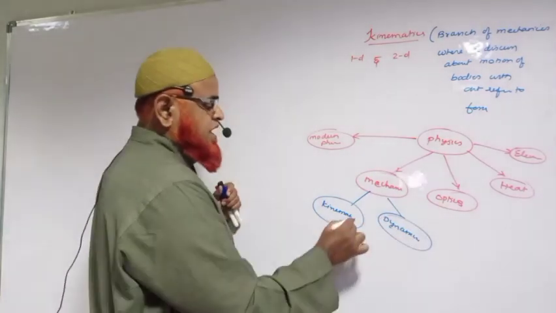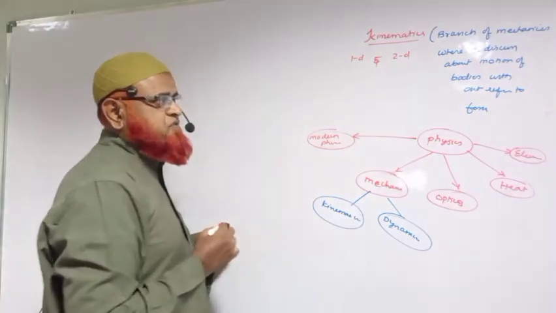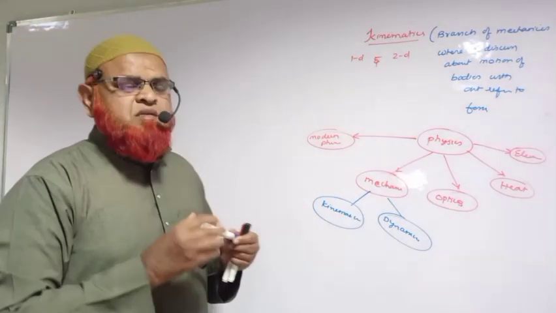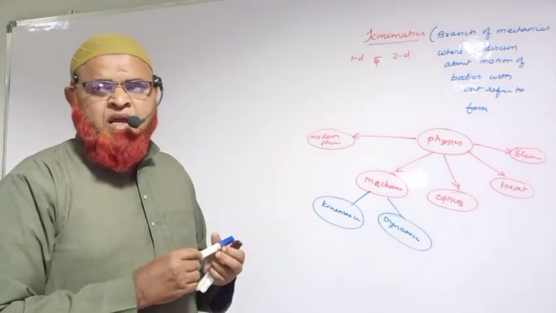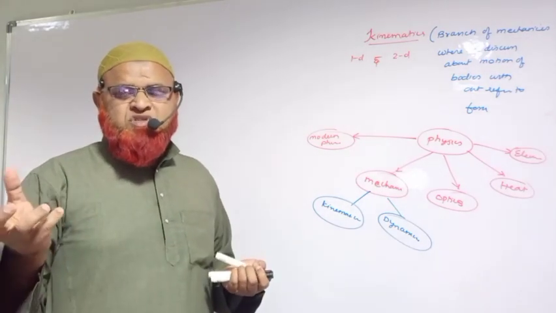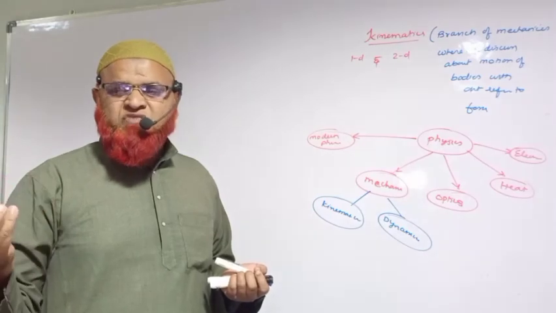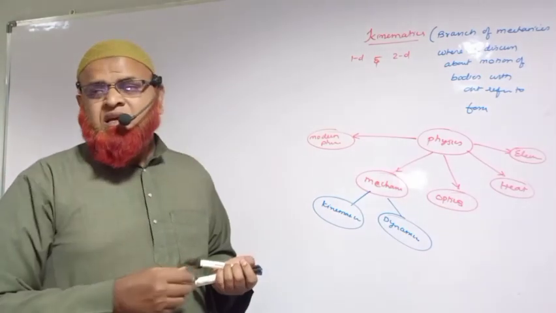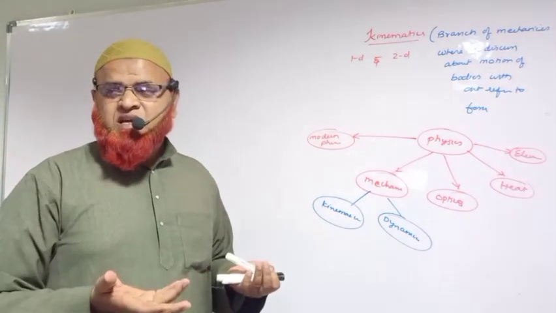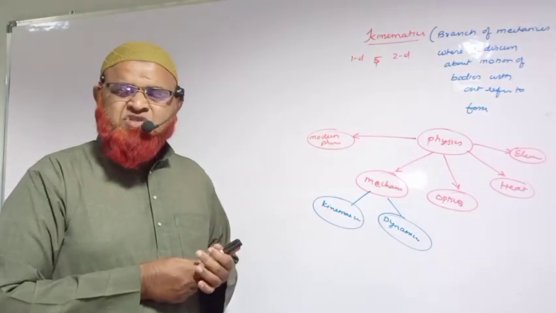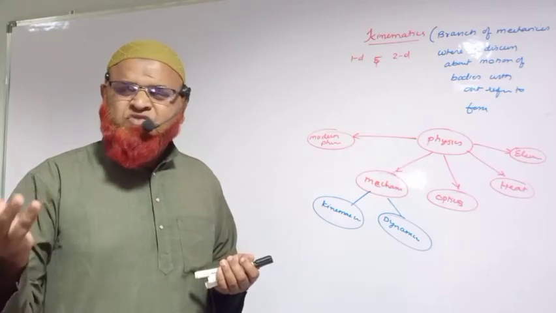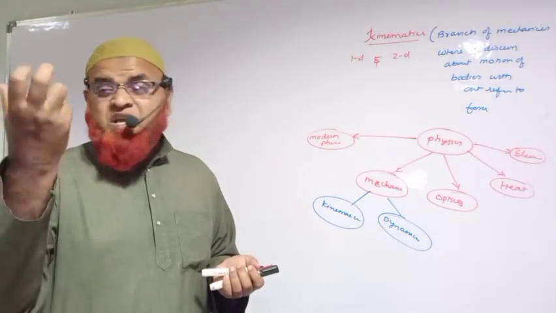Okay, so kinematics, as I said, is a branch of mechanics where we discuss the motion of bodies without reference to force. You know the equations of motion we have discussed. Equations of motion will be present in kinematics. Okay, v = u + at, s = ut + half at square. So in these equations of motion we never ever discuss force. But gravitational force will be there.